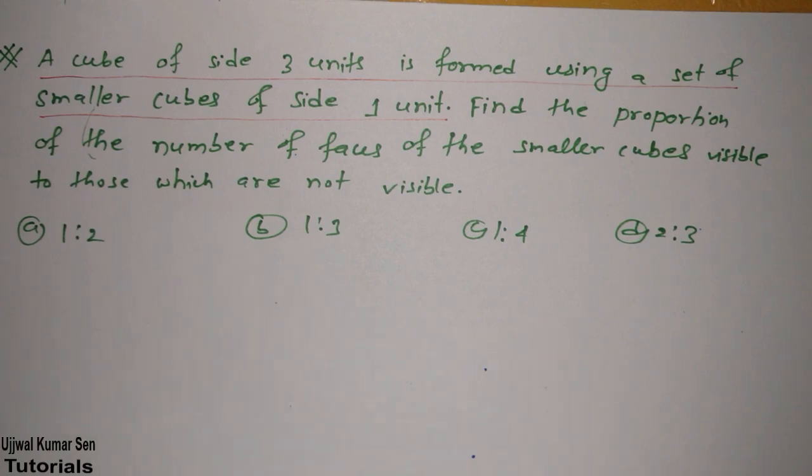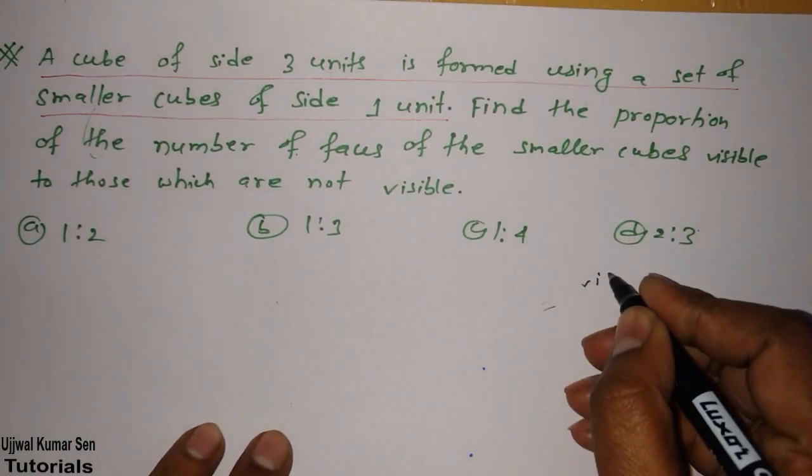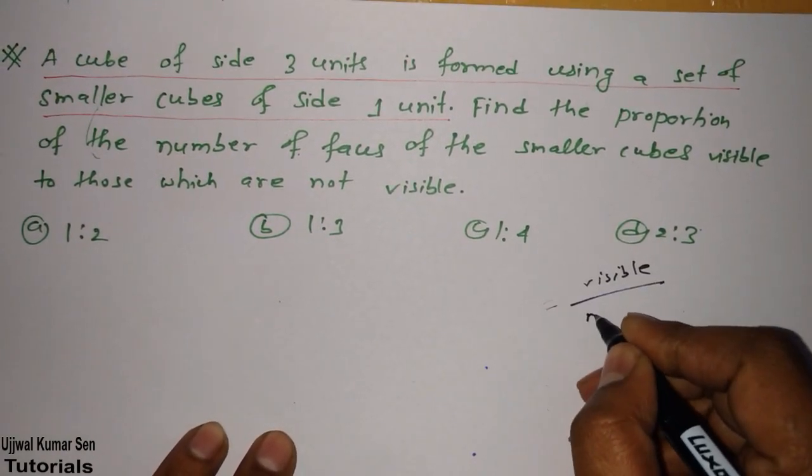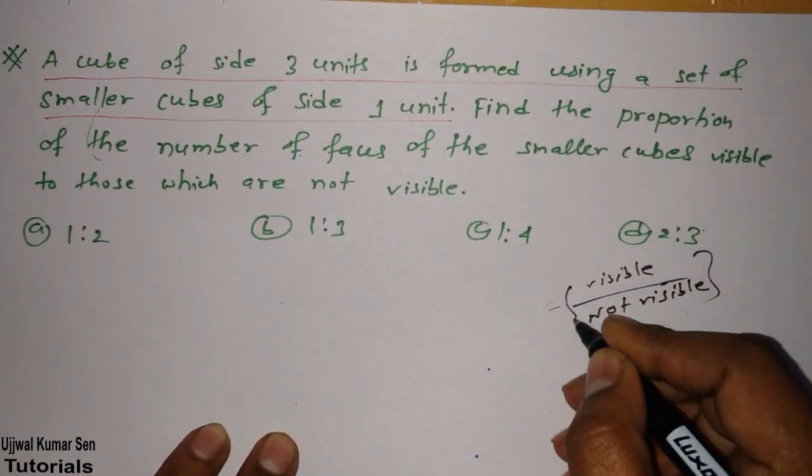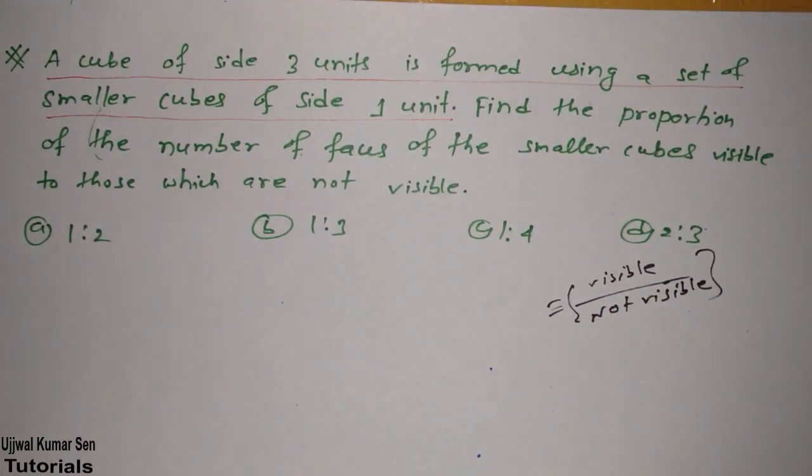Then read, find the proportion of the number of faces of the smaller cubes visible to those which are not visible. Okay, that means we have to find out visible by not visible. We have to find out its ratio, right? But here the thing is that we need to understand that first, 1.5 line.